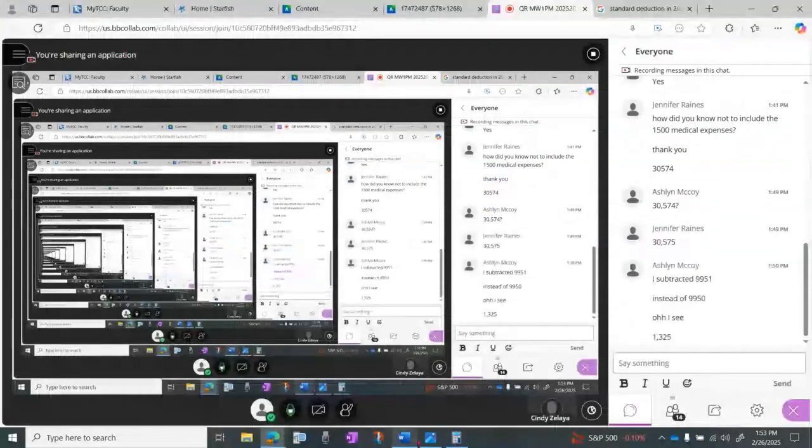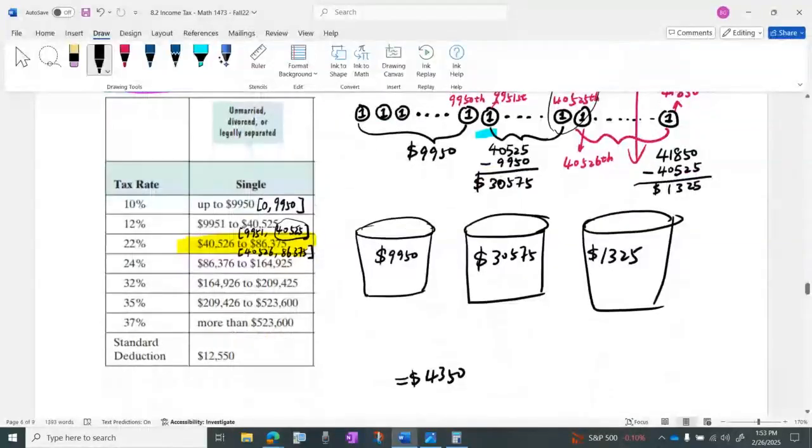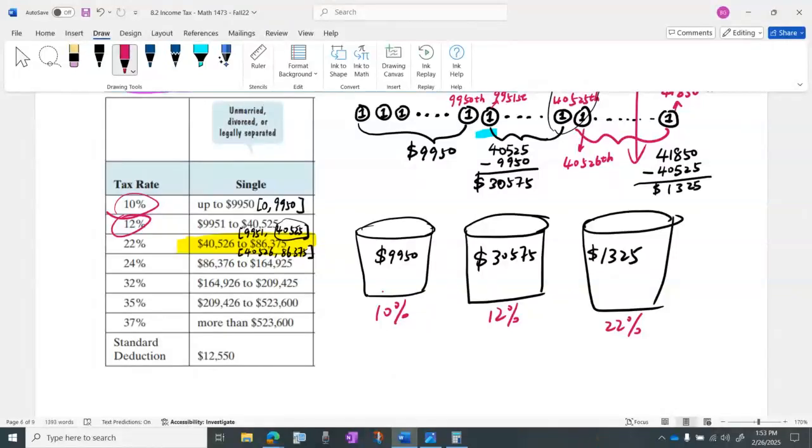Why do we do this? Because different buckets pay different tax rates. So now you bring your buckets to the IRS, the Internal Revenue Service. The government is going to take 10% from your first bucket, then 12% from the second bucket, and then 22% on the money in the third bucket. Those amounts together are your income tax.